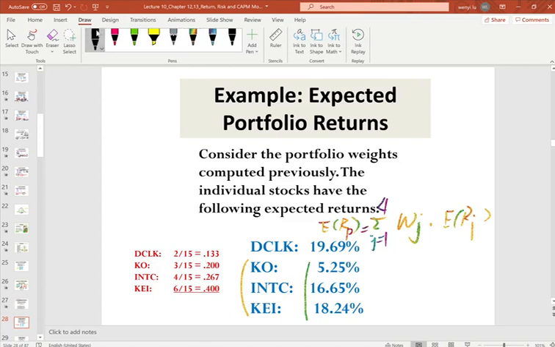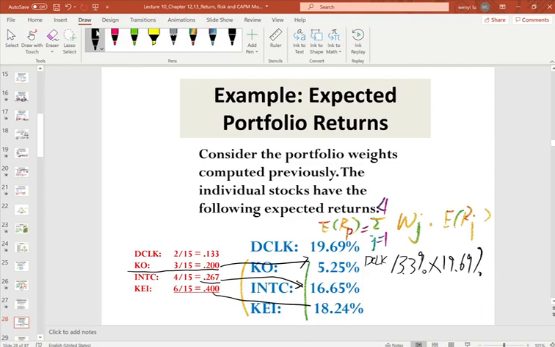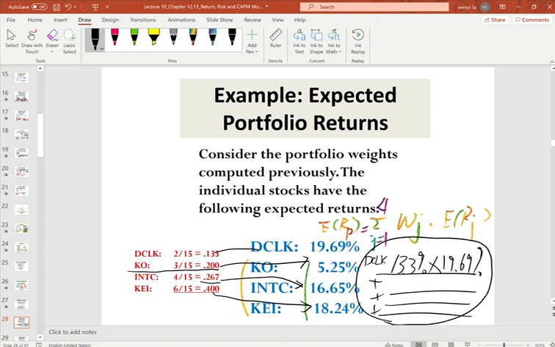The weight of the DCLK is 13.3%, times the return of 19.69%. That's for the DCLK. We do the same thing for the other stocks. So for KO it will be 20% times 5.25%, 26.7% times 16.65% for the INTC, and for KI it will be 40% times 18.24%. After we solve that for each product, we will do a summation. That will be the total portfolio return for these 4 stocks.